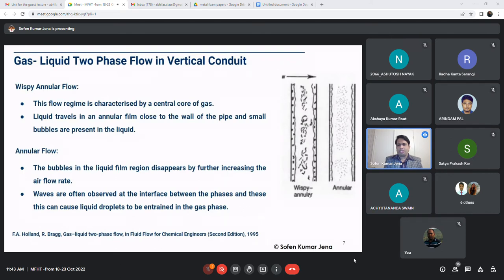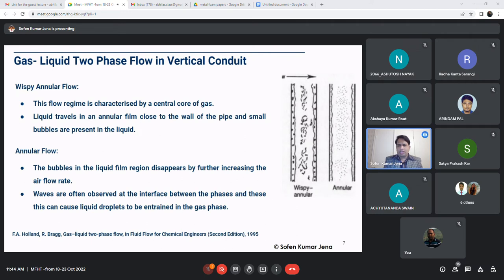One is called wispy annular flow, and one is annular flow. What is wispy annular flow? This flow regime is characterized by a central core of gas flowing. In the liquid film region, you can also find small air bubbles or vapor bubbles present. So this is called wispy annular flow.